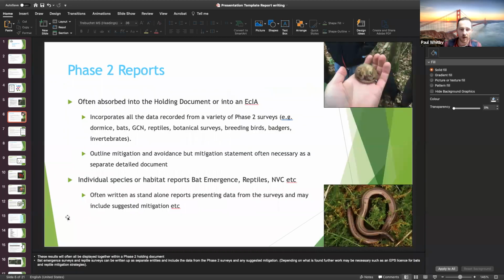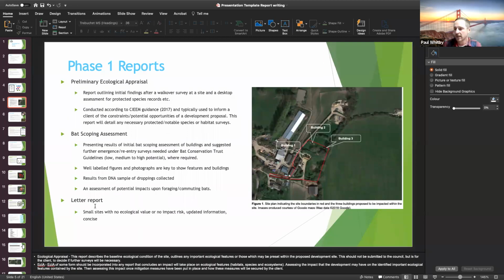It might also be where you have perhaps surveyed a site 2 years previously and you are just writing to confirm that there has been no significant changes to your previous findings.